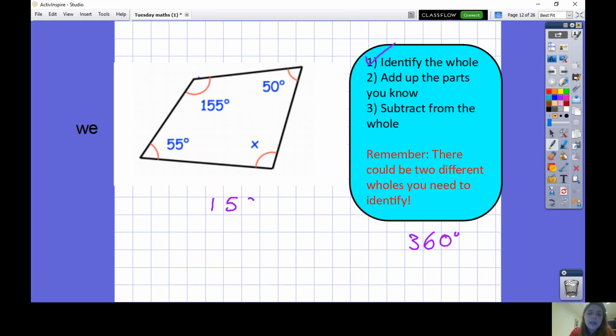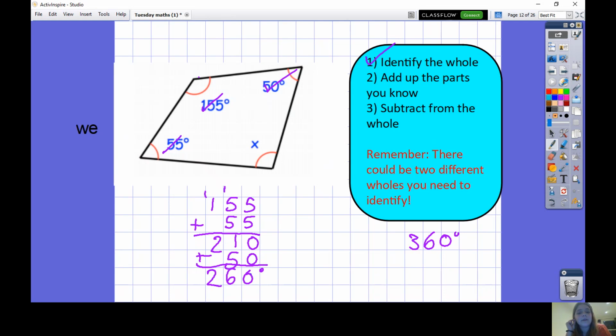This time I'm going to do it in 2 steps to show you how you would do that. 155 add 55. 5 add 5 is 10. 5 add 5 is 10, add 1 is 11. And 1 add 1 is 2. Now I'm going to add on my third one, which is 50 degrees. That will take me to 260 degrees. So you can see this takes a little bit longer, but it's much, much more accurate for those of you who aren't feeling confident with adding up 3 numbers in your heads. Okay, we're now doing 360, take away 260 degrees, which is of course equal to 100 degrees. This missing angle here was 100 degrees.